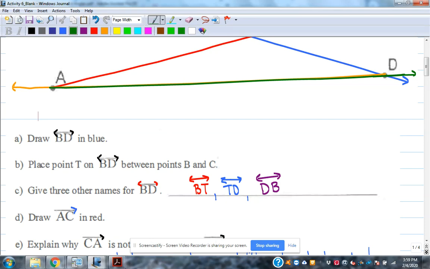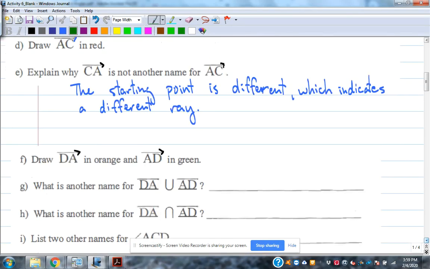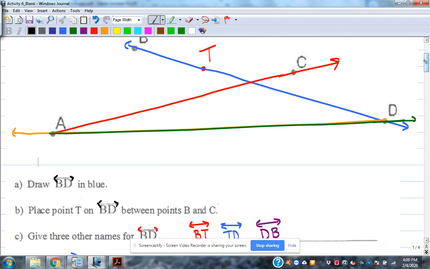And then the G part says, what's another name for ray DA? That's supposed to be ray DA union with ray AD. What's a union? This goes back to our 191 stuff with sets. What's a union do? So everything that's in both of them. Okay, so looking at our picture here, the union of ray AD and ray DA looks like what? A line. How do we name that line?